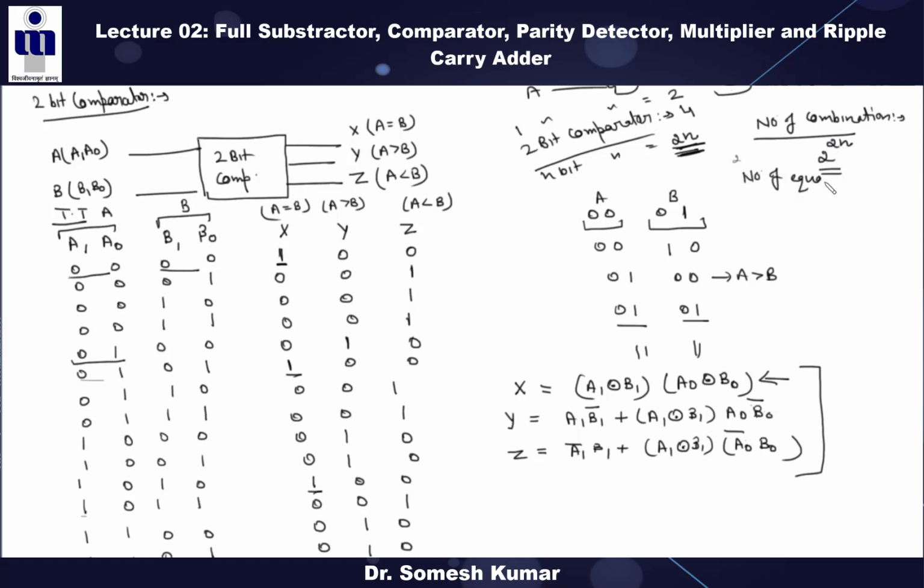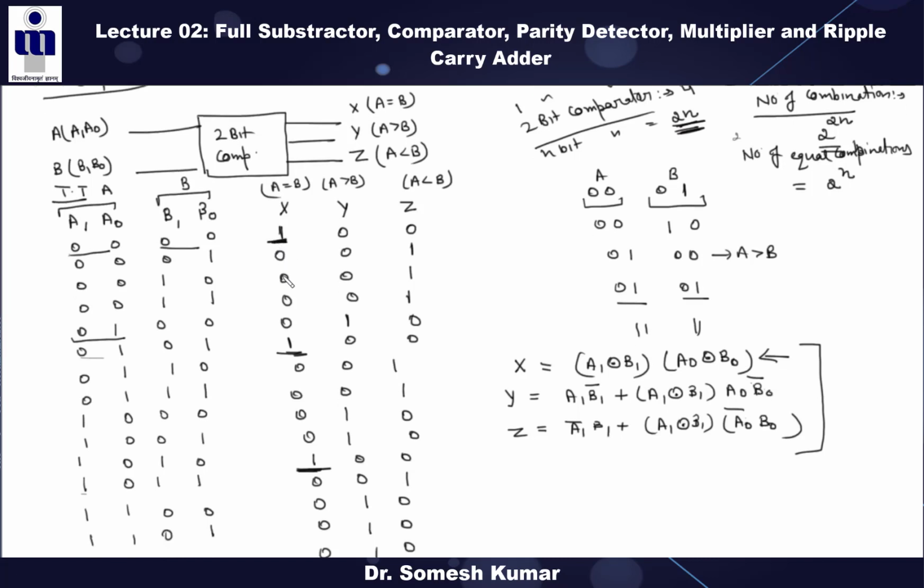Can you tell me how many equal combinations are in an n-bit comparator? It is 2 to the power n, right? Because there are only the 4 equal combinations: this one, and this one, and the last one, right? This one. So 2 to the power n. So these things you can remember for the objective type.